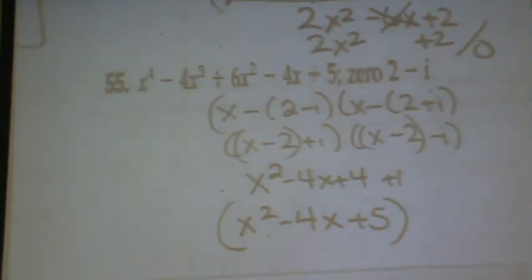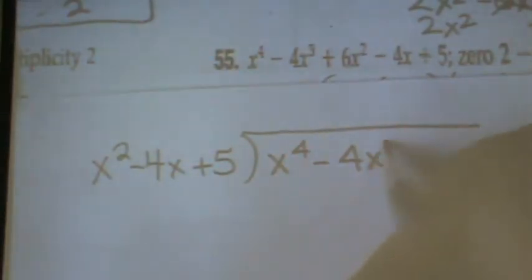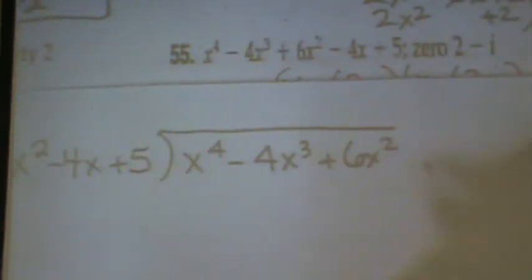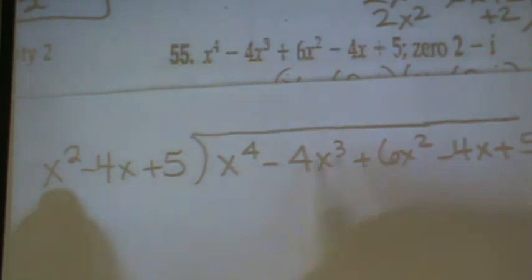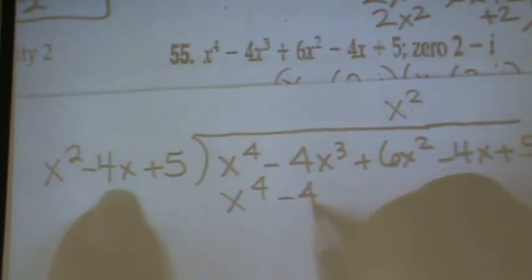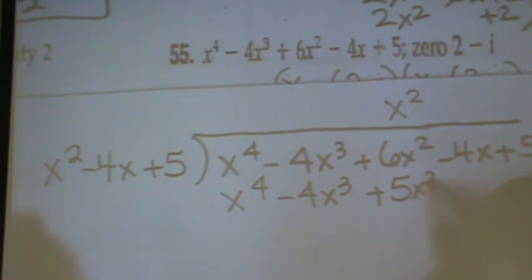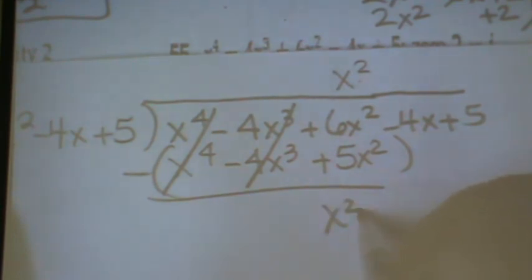So you're going to take x squared minus 4x plus 5 and divide it into x to the 4th minus 4x cubed plus 6x squared minus 4x plus 5. You will get 0 remainder, and then what's left you're going to factor to find the other two zeros. So let's get rid of x to the 4th, x squared. X squared times these three is x to the 4th minus 4x cubed, and then plus 5x squared. You're going to subtract, these cancel, and you get x squared. Bring down minus 4x. Okay?